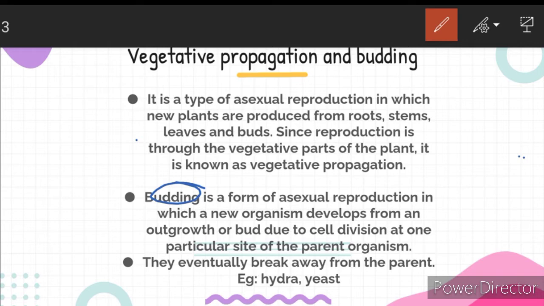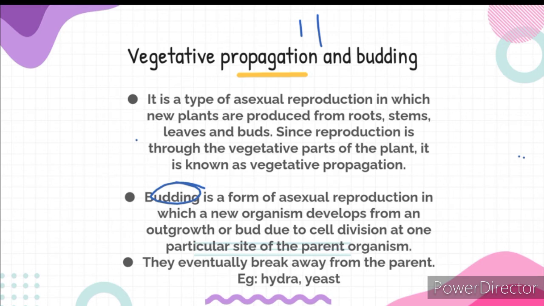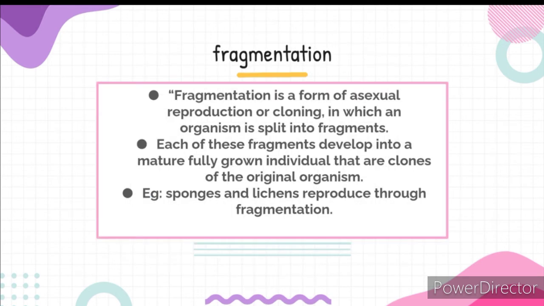So what exactly is a cell division? In which they are going to continuously divide. So this process is seen in organisms like hydra and yeast. Now fragmentation is also a process of asexual reproduction.